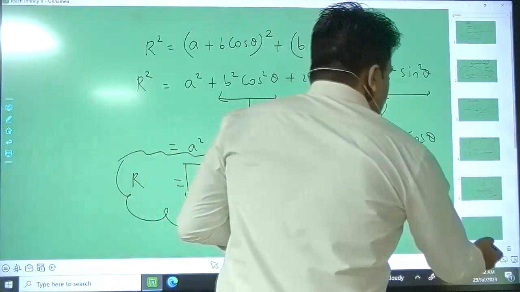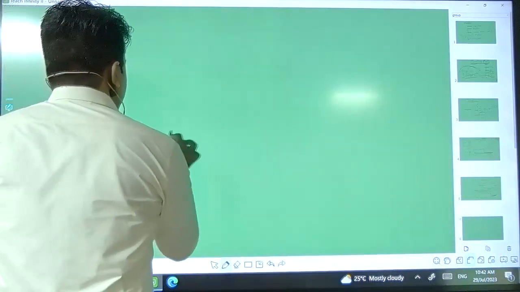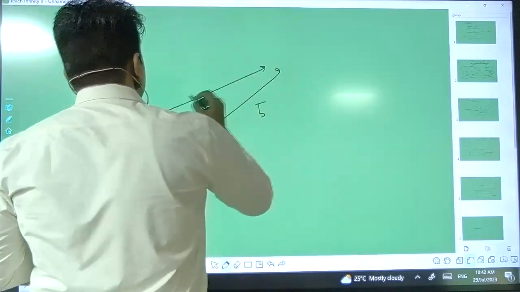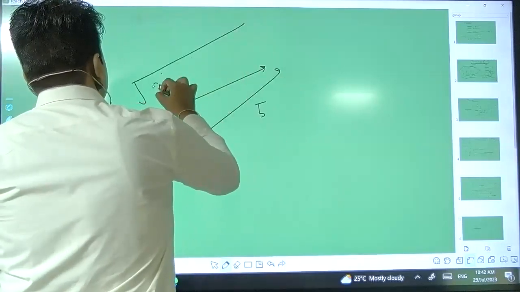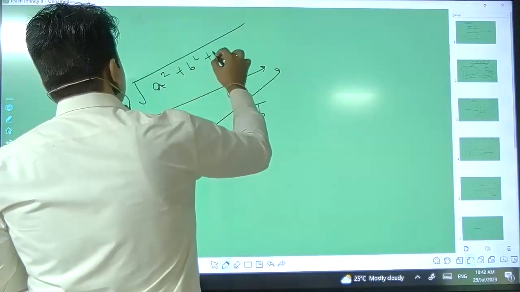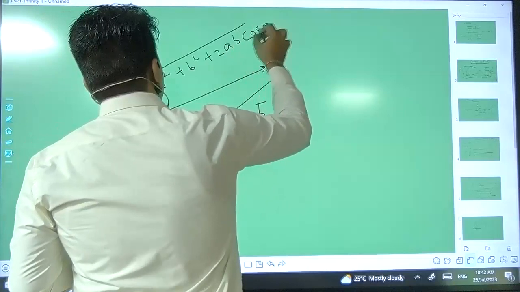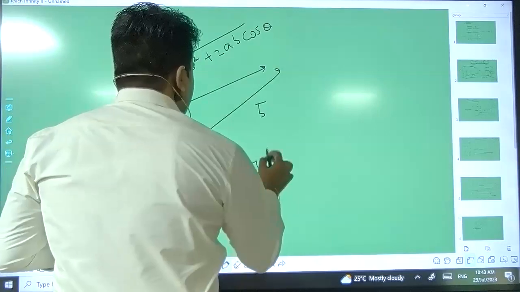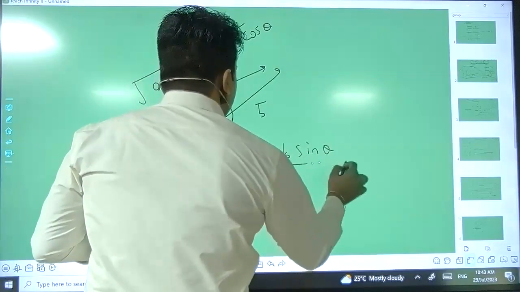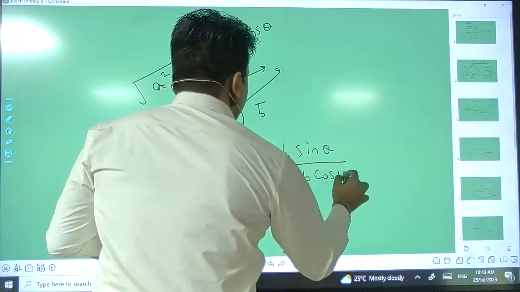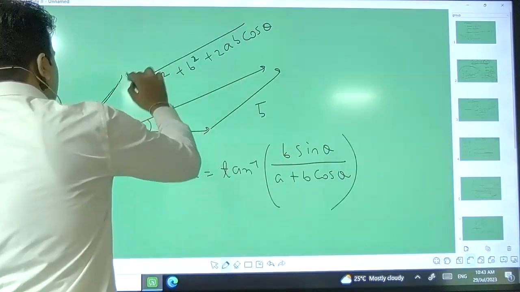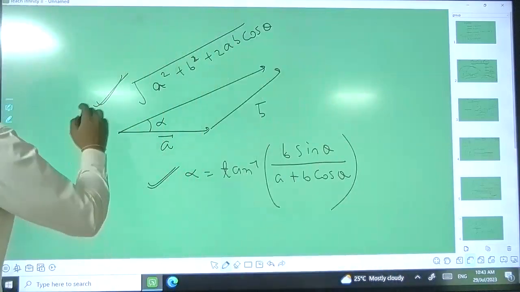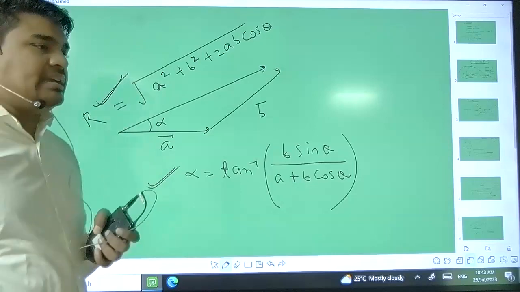Suppose we have two vectors, A plus B. Then we have the magnitude, that is under root A squared plus B squared plus 2AB cos theta, and the direction, that is alpha equals tan inverse of B sin theta divided by A plus B cos theta. These two formulas we have to learn and keep in mind.